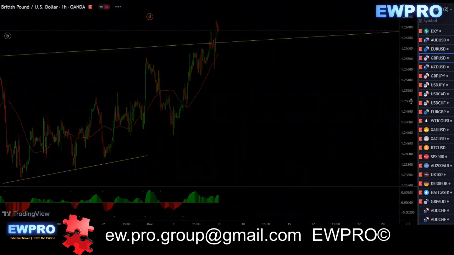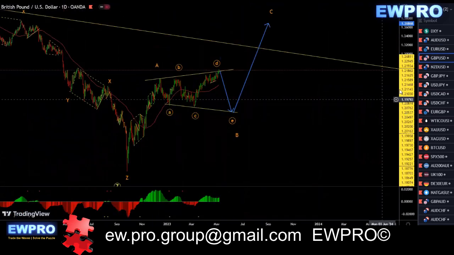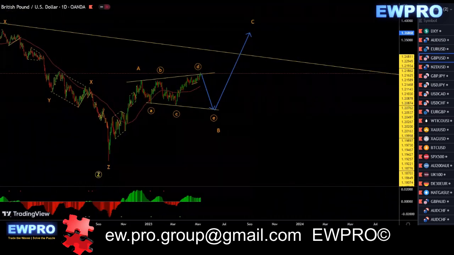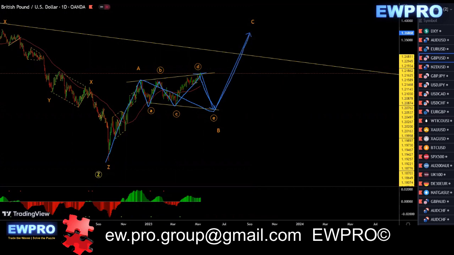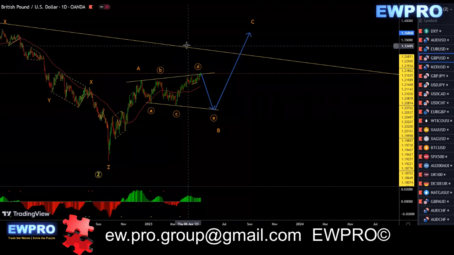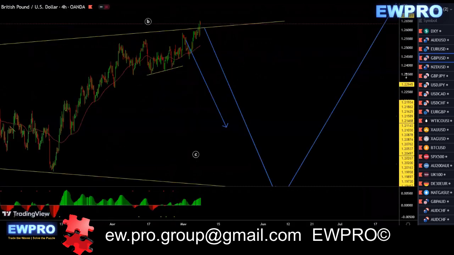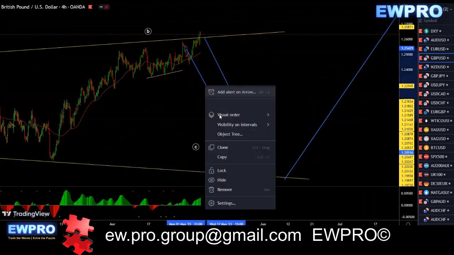GU on the daily. Now, this one here, I'm still looking at it as a possible triangle A, B, C, D, and we get this E down, and then we get that A, B, C. It still hasn't fallen over yet.